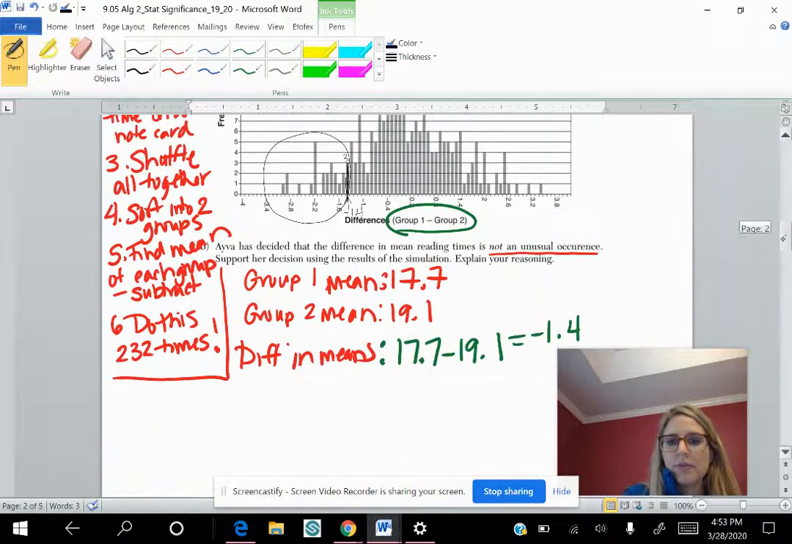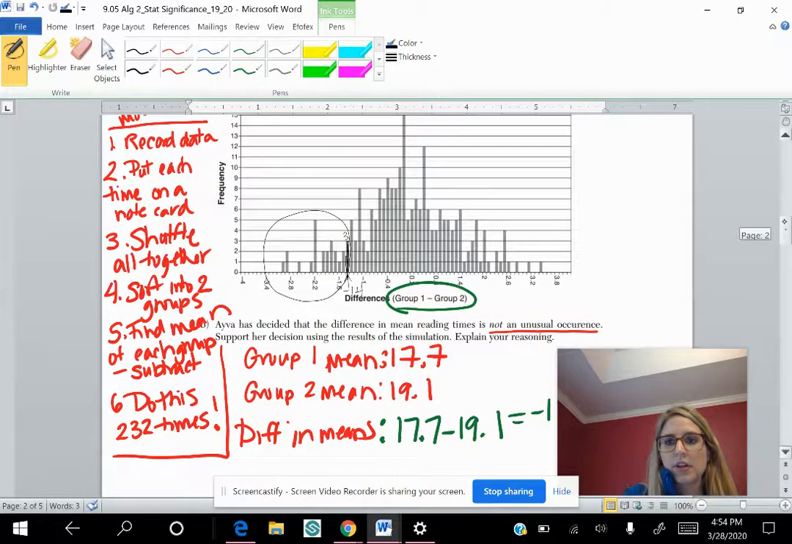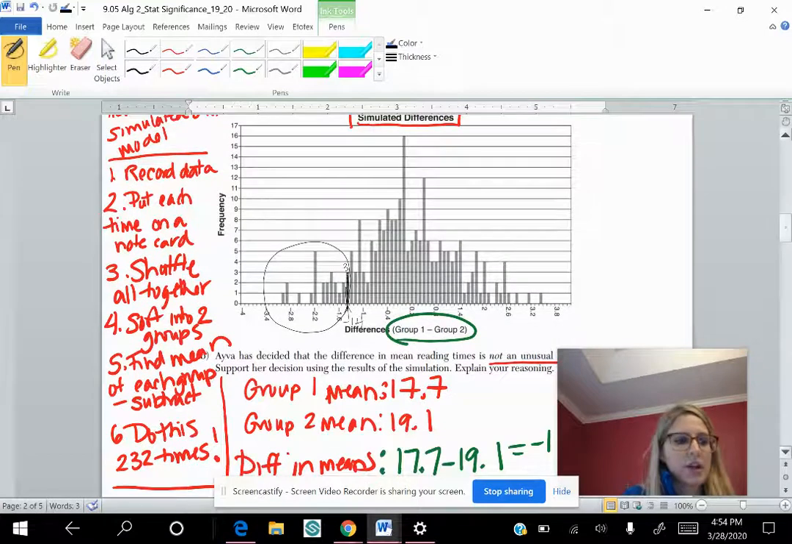Okay, so now I want to find if this is not an unusual occurrence. Before we do that, I want to write out how you can tell if it's going to be statistically significant. Statistically significant means it means something. It's important what you concluded.